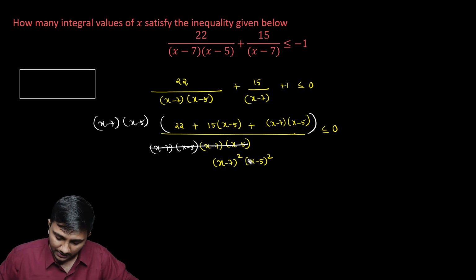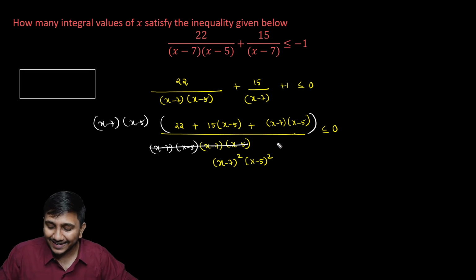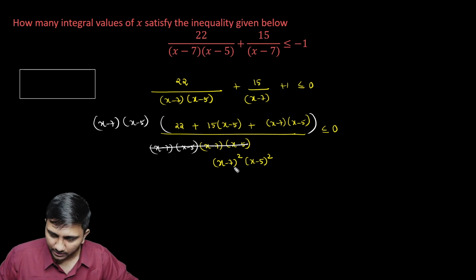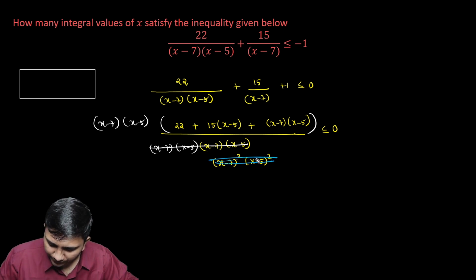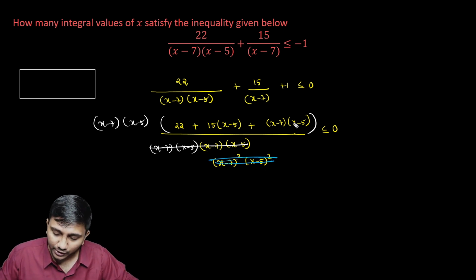So now I can say you could multiply the left side and right side by the denominator and get rid of the denominator, and that will not affect your inequality. So I'm just going to strike out the denominator here. So we can get rid of the denominator. Now what are we left with? We are just left with the numerator less than or equal to 0. Let's simplify that.